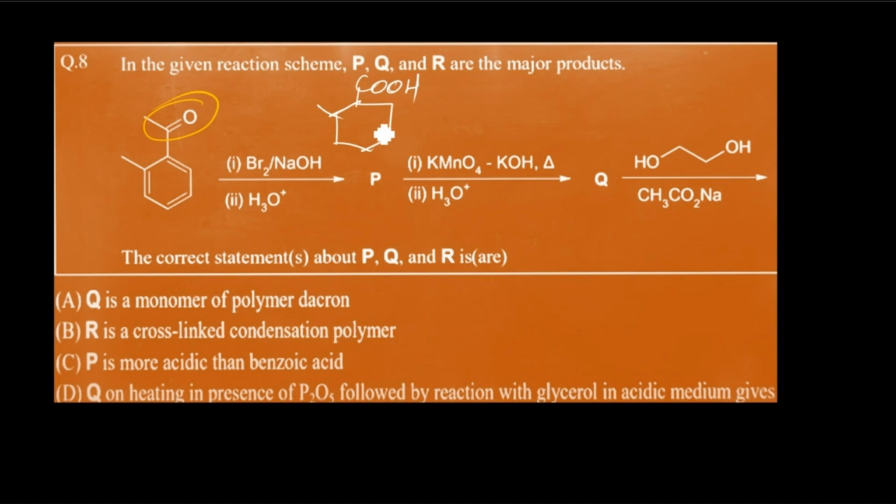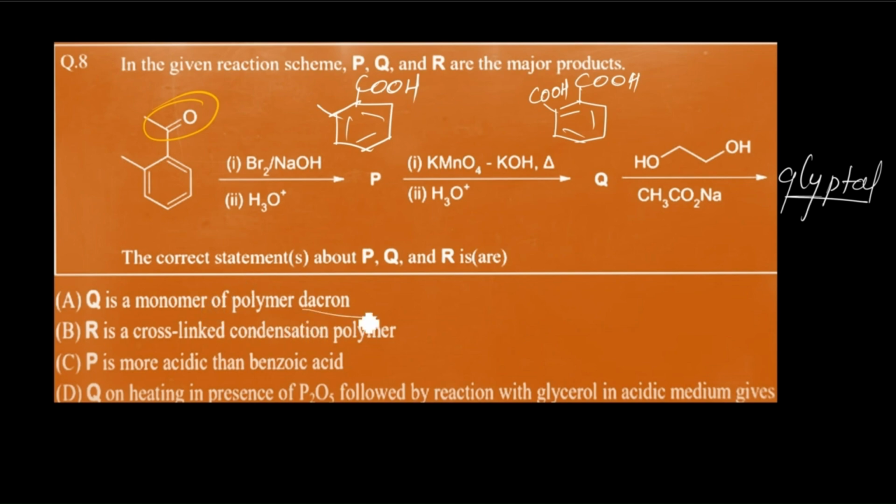Then that is our P. With KMnO4/KOH, the Q will be dicarboxylic acid. The CH3 group will become COOH. Reacting with ethylene glycol, it will give you Dacron. Okay, so that is our general reaction. Fine. Let's see the options.